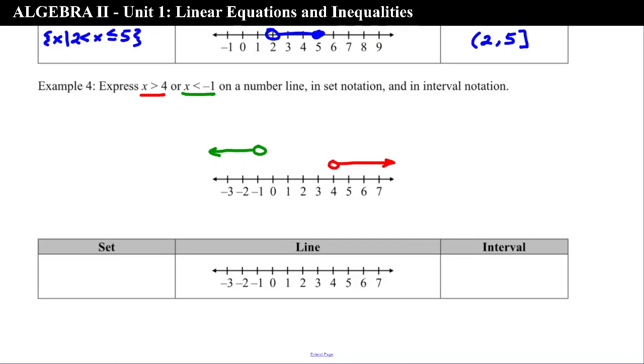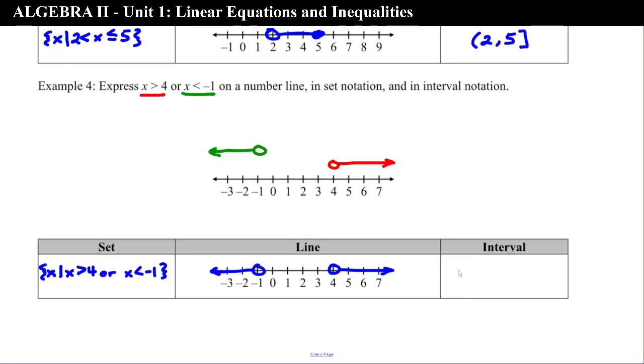Well, since this is an or statement, we're going to include everything from both of our simple inequalities. So we're going to have an open dot at negative 1, and we're going to go to the left, and we're going to have an open dot at 4 and go to the right. Now, the way we express this in set notation is the set of all x such that x is greater than 4 or x is less than negative 1. There's really no other way we can express that because we're talking about two separate sets. So you'll notice I basically pulled what our solution would be verbatim down into our set notation.